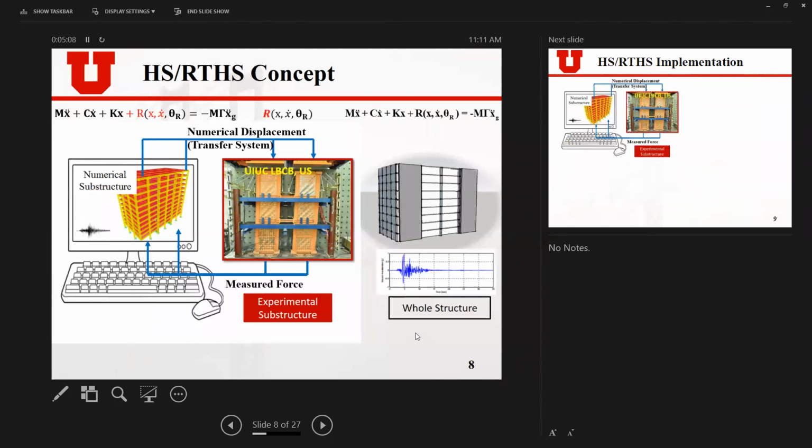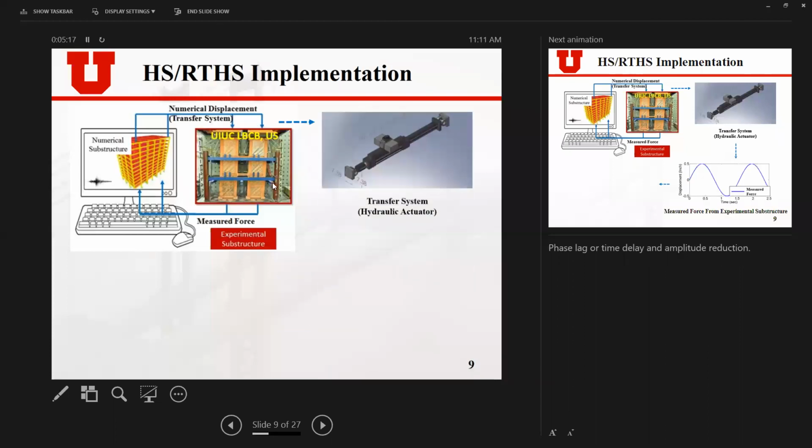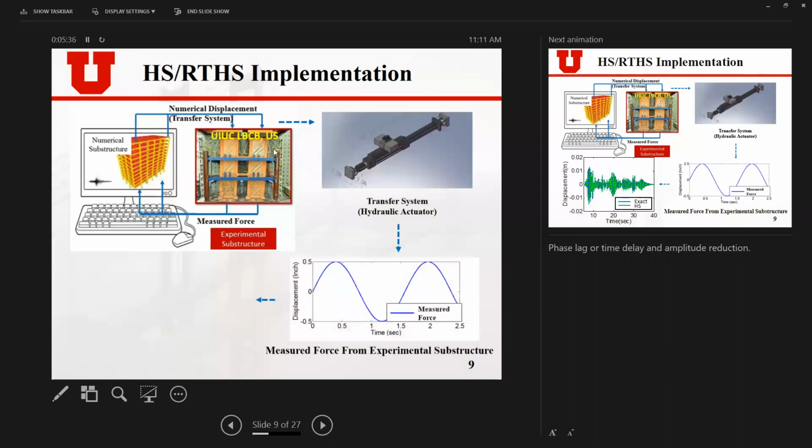And this is the feedback of the measured force. The implementation in the lab following this loop requires a hydraulic system or loading system. It can be a hydraulic actuator, or, for example, this test was done at UIC, where they used a loading boundary condition box to implement the boundary condition. That is another type of loading system. Then we expect the measured force to be recorded at each time step and sent back to our system.